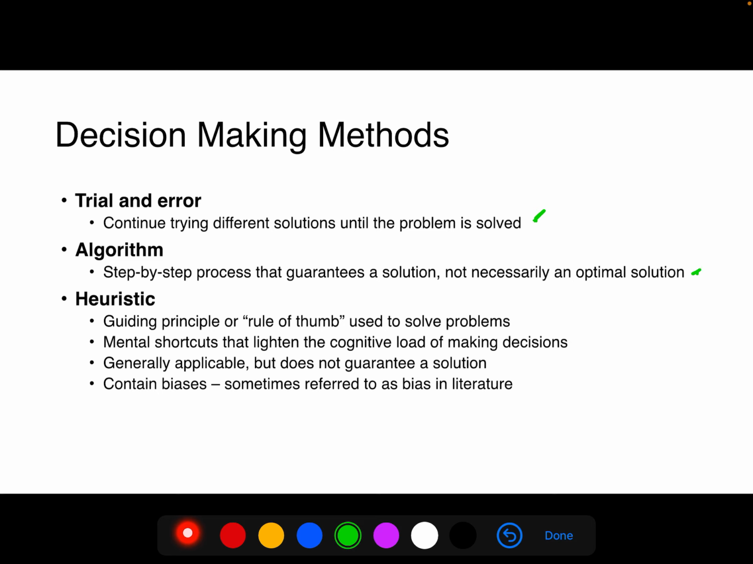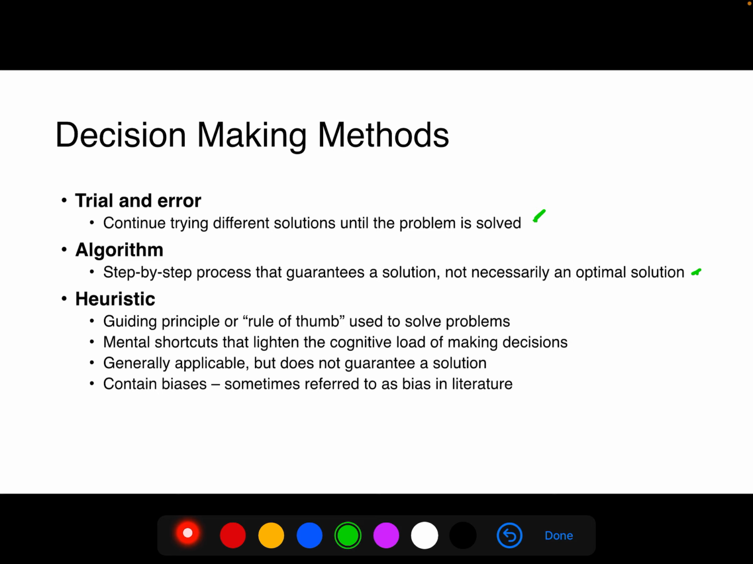Algorithm, this is very common in procedural-based things. So we talk about nuclear power operations, or really any industrial operations that use procedures. They're using algorithmic decision making. They are going through a process step by step to get to the end. Then you have heuristics. These are going to be your guiding principles. This is how most of our decisions are made.